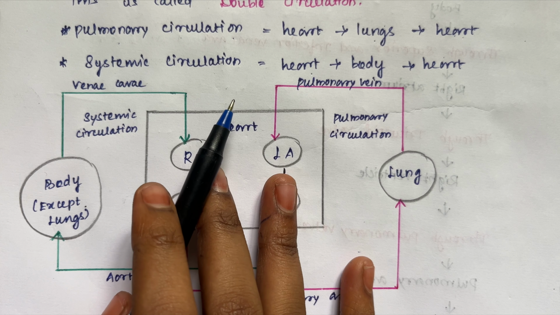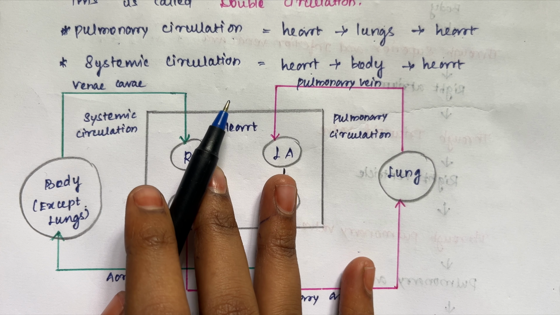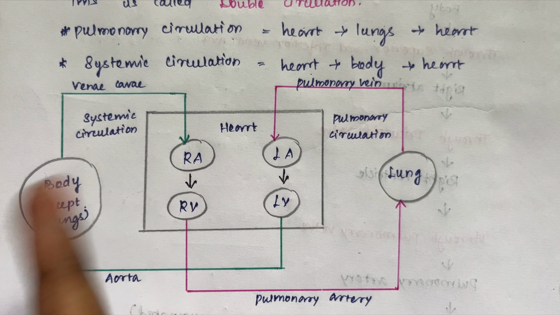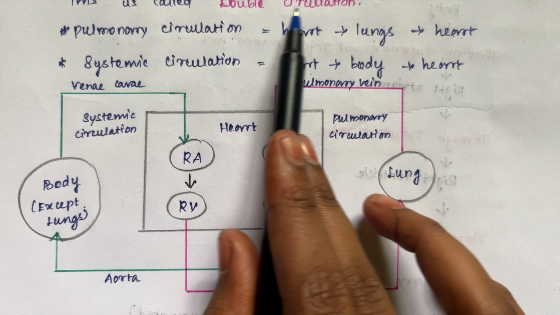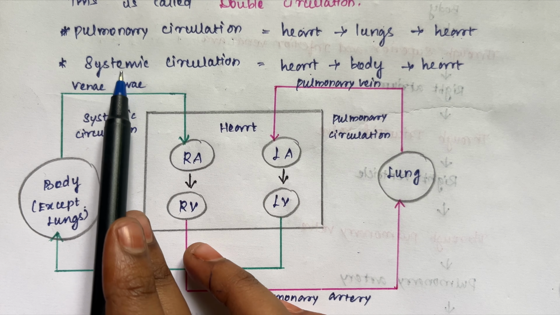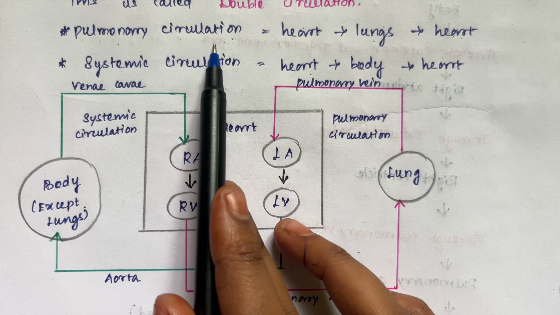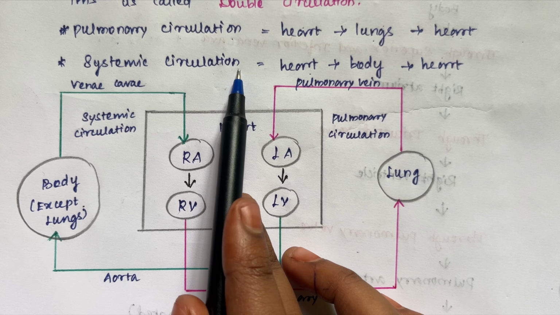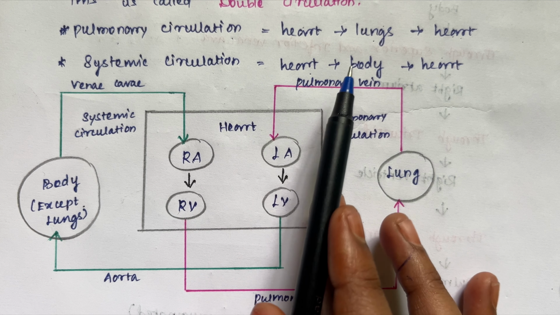What is double circulation? Our heart doesn't pump blood in just one loop. It actually pumps into two separate loops. That's why we call it double circulation. These loops are pulmonary circulation and systemic circulation. Pulmonary circulation is between the heart and the lungs. Systemic circulation is between the heart and the rest of the body.